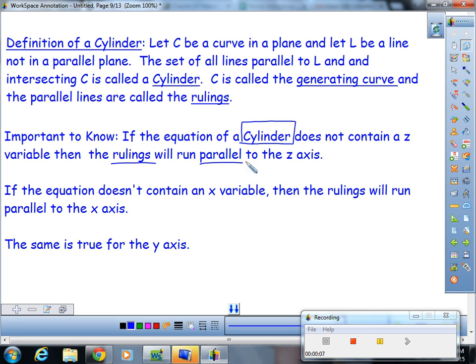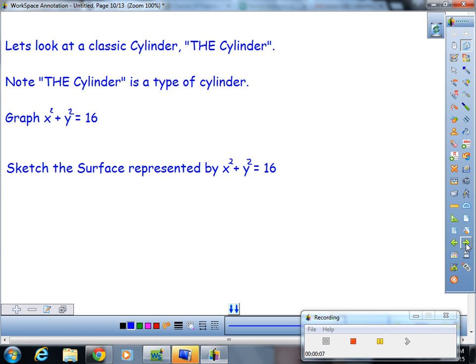So, as you just take a note, it's important to know that if the equation of a cylinder does not contain a Z, then the rulings, and you don't know what rulings are yet, so just relax and we'll get there, the rulings will run parallel to the Z-axis. If the equation doesn't contain an X variable, then the rulings will run parallel to the X-axis, and the same is true for the Y. So let's just try these and see what these rulings are. Eventually it doesn't even matter if you know what a ruling is or not. That's my ruling on that.